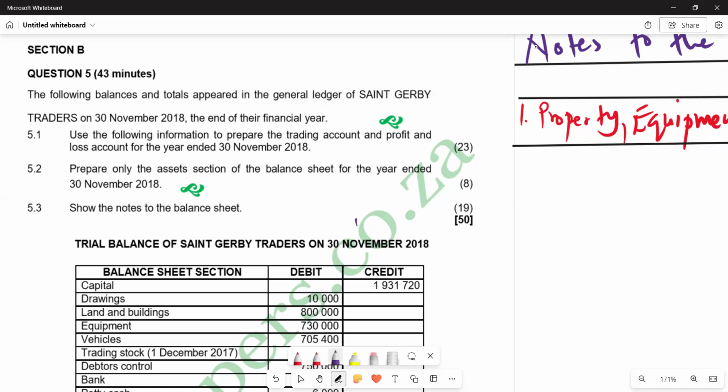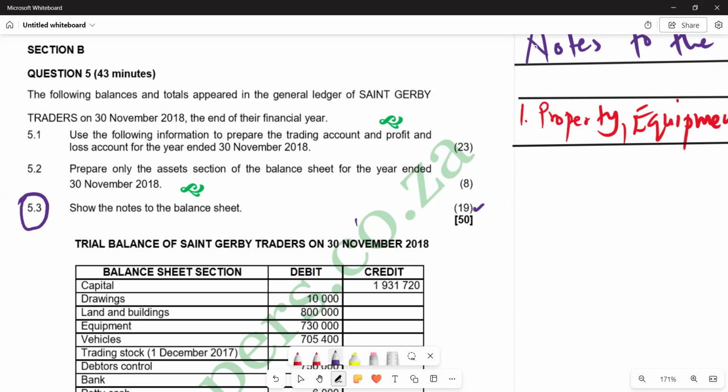So we have a question whereby 5.1 requires us to prepare the trading account and profit and loss account, and 5.2 requires us to prepare only the asset section of the balance sheet for the year ended 30 November 2018. And lastly, we have to show the notes to the balance sheet. According to this video, we are only concerned about part 5.3, whereby we are going to show the notes to the balance sheet. It has 90 marks.